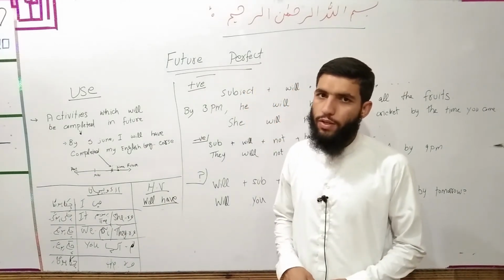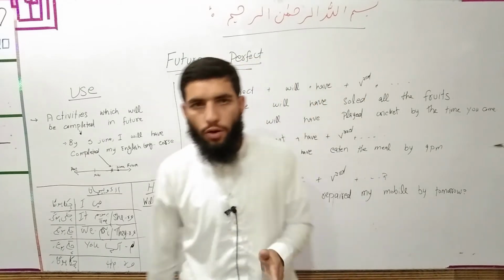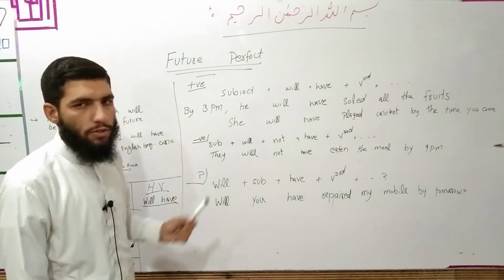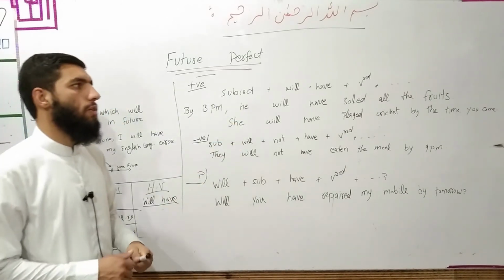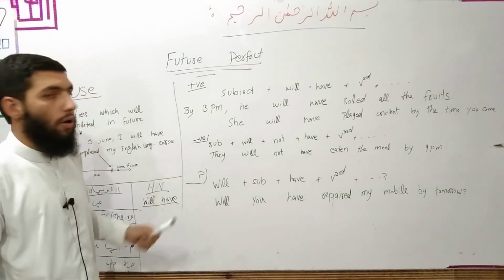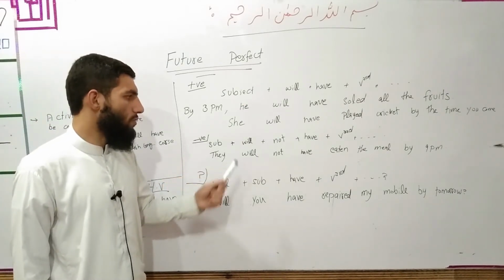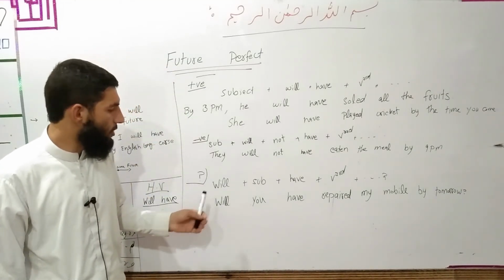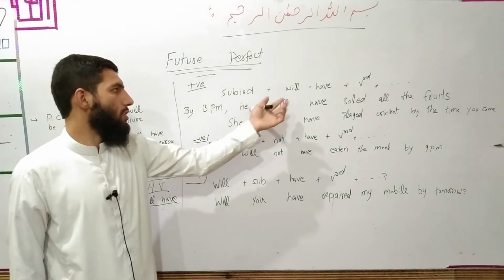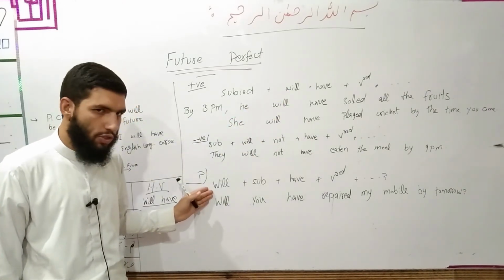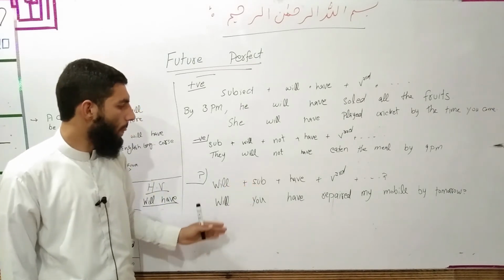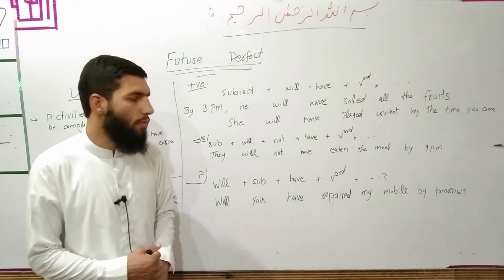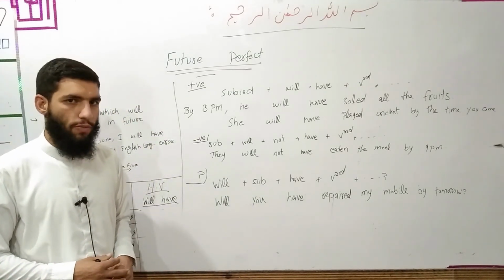The helping verbs are only will have, and with all of the pronouns and nouns we use only will have. Positive structure: subject plus will plus have plus verb third form and rest of the sentence. Negative structure: subject plus will plus not plus have plus verb third form and rest of the sentence. And interrogative structure: will plus subject plus have plus verb third form and rest of the sentence with a question mark.